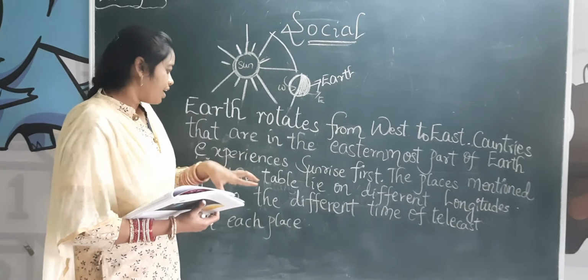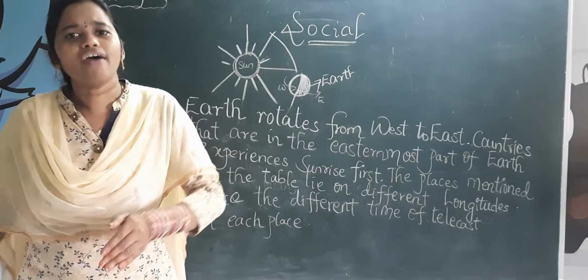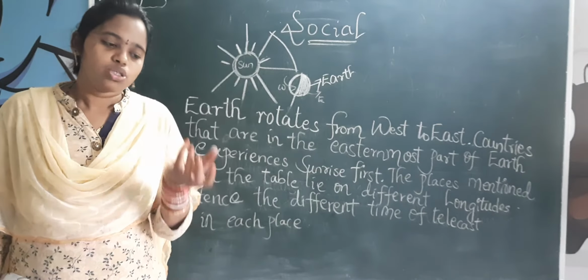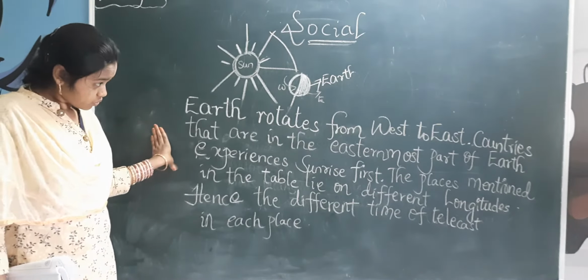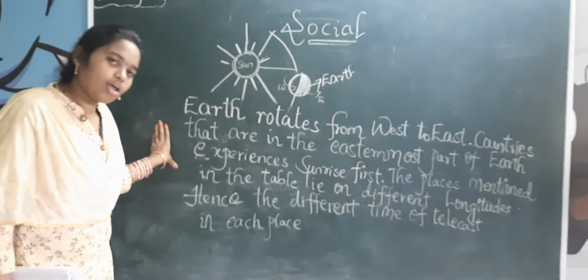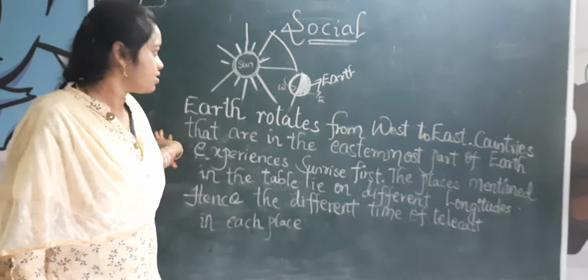These cities lie on different longitudes, hence the different time for telecast in each place. Different longitudes means we have different times. So Earth rotates. So this is the complete answer. You should complete this. If you already completed this, check it once.